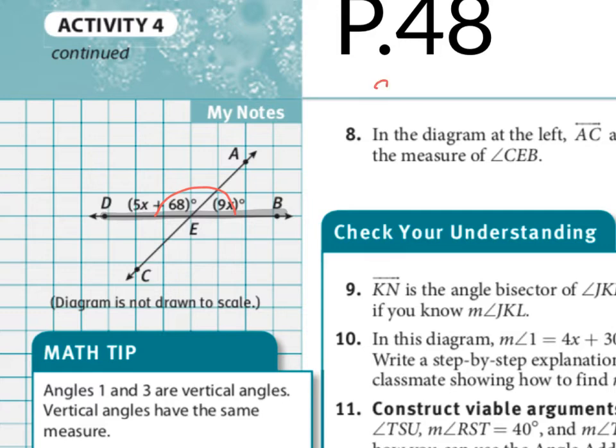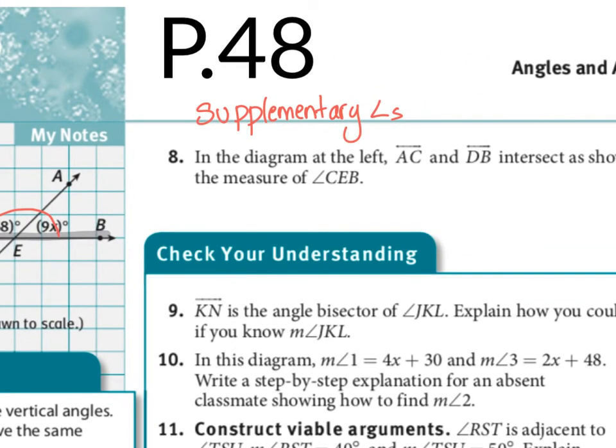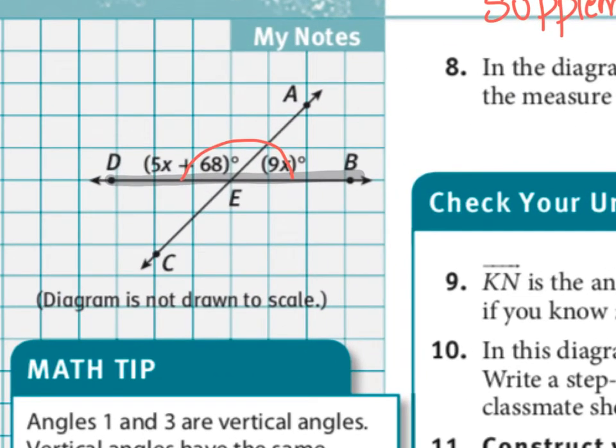So let's write the word supplementary. So supplementary angles are angles that add up to give you 180. So this is a good term to understand and know. So I can also know, once I see a line, I know that that is a straight angle, so all of it should be 180 degrees.